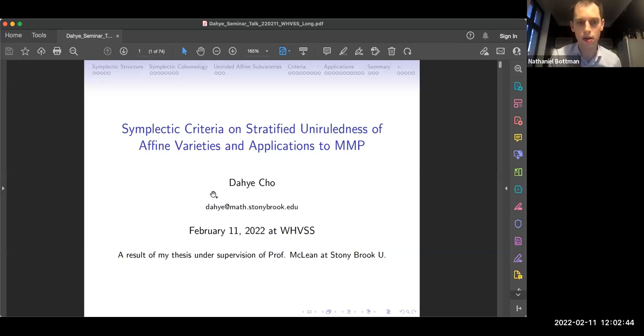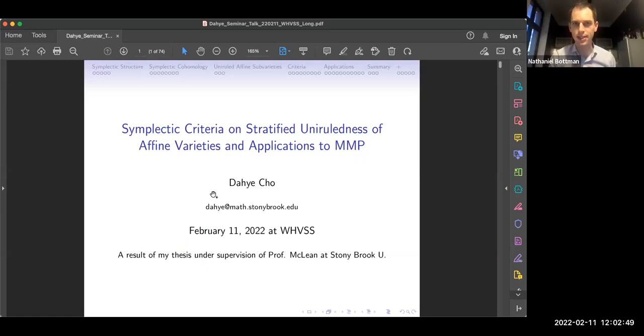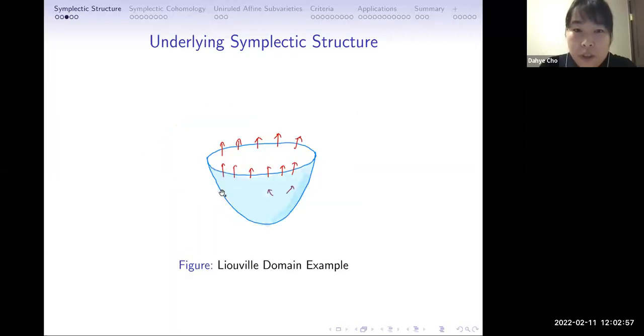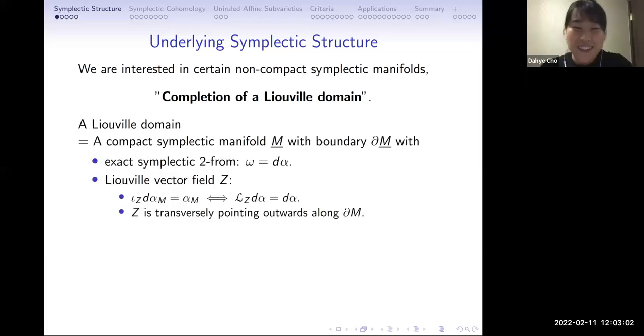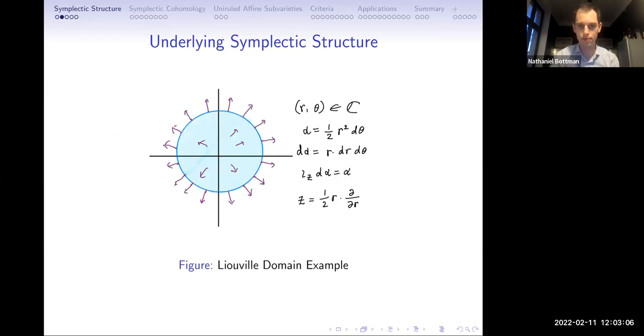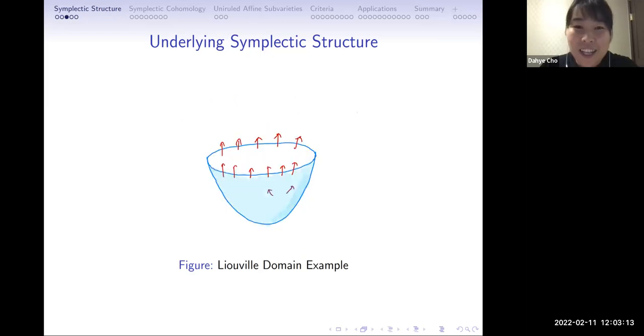unit disk. So Dahye, we're still seeing your title slide. Do you mean us to be seeing? Oh, really? Okay, now we see the third slide. Yeah. Yes. So I just explained Liouville domain. And can you see the next slide?